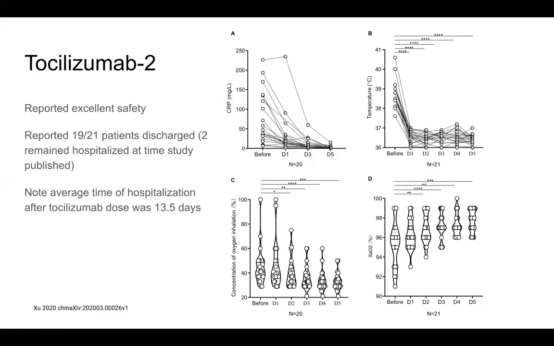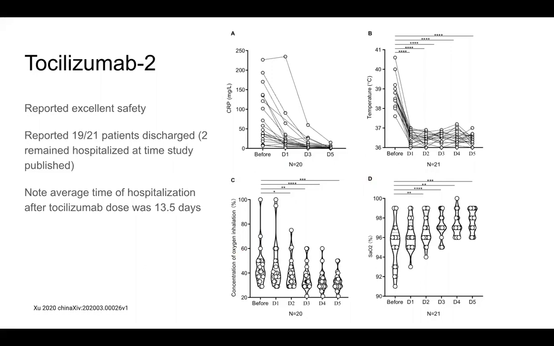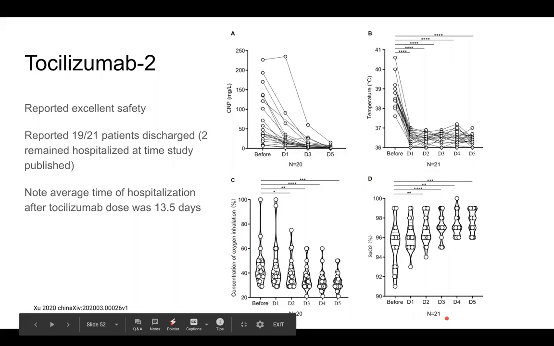So on the right, I'm going to take you through the data that they have. As you can see, on the x-axis is days after tocilizumab dose. There's a before, and then there's day one up to day 5. And what you can see is a rapid normalization of CRP and a normalization of temperature, on the top two. On the bottom left, you can see a decline in the amount of supplemental oxygen required by these patients. And on the bottom right, there's an increase in the arterial oxygen saturation for these patients. Next slide.